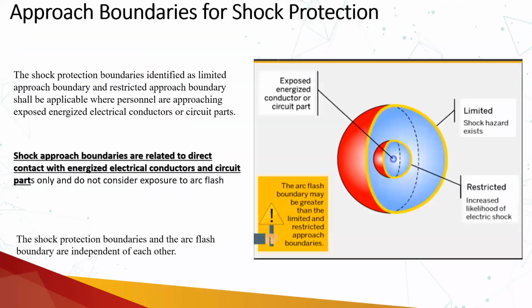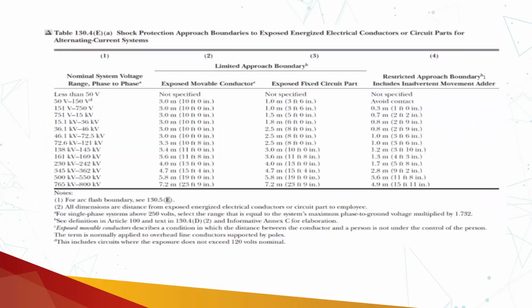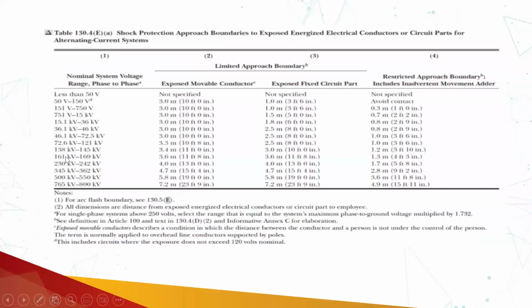So one of the outcomes of the shock risk assessment is the boundaries, which we discussed: the limited approach boundary and the restricted approach boundary, and how we perform those risk assessments. We have discussed Table 130.4(E)(a) and 130.4(E)(b). Once we know the voltage and the type of conductor, whether it's an exposed movable or fixed conductor, we will use that particular column.